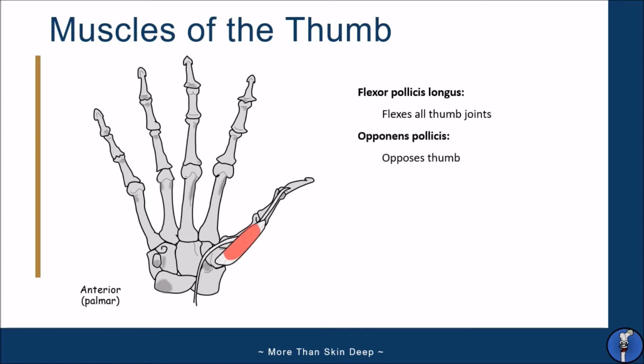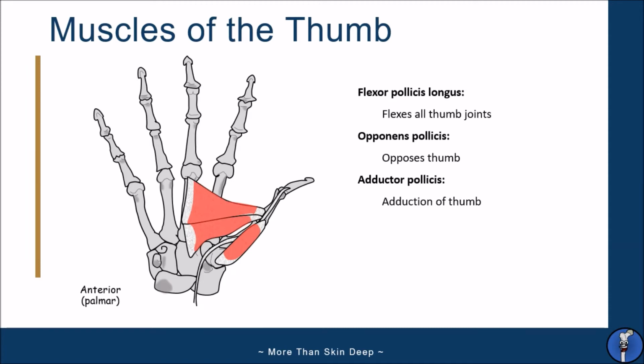The first of the short intrinsic muscles of the thumb is opponens pollicis. This is the deepest and largest of the 3 thenar muscles. It originates mostly from the trapezium carpal and inserts into the lateral aspect of metacarpal 1. It rotates and flexes metacarpal 1 in a process known as thumb opposition.